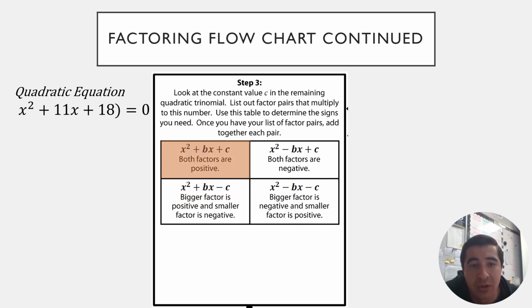Now we would want to use our C value, 18, and find the factors of 18 that could also add up to 11. The factors of 18 are 1 and 18, but also 2 and 9. We know that 1 plus 18 would equal 19, and 2 plus 9 would equal 11. So the factors that work would be 2 and 9. Put a little check mark there.